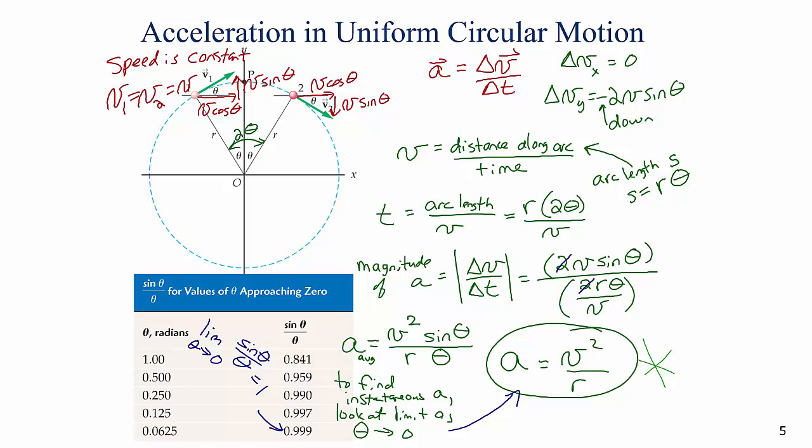Because acceleration is meters per second squared, v squared is meters squared per second squared divided by meters. That gives us meters per second squared. And so that's a way to double check that you didn't forget to square the velocity. Make sure that your units work out correctly.